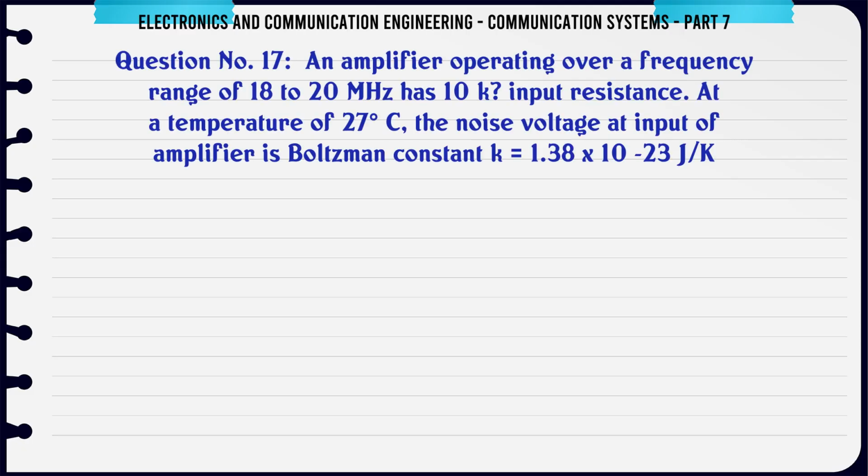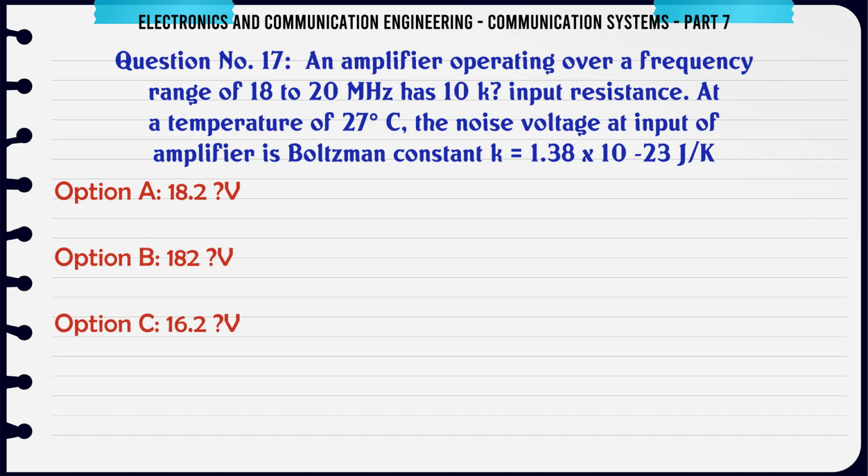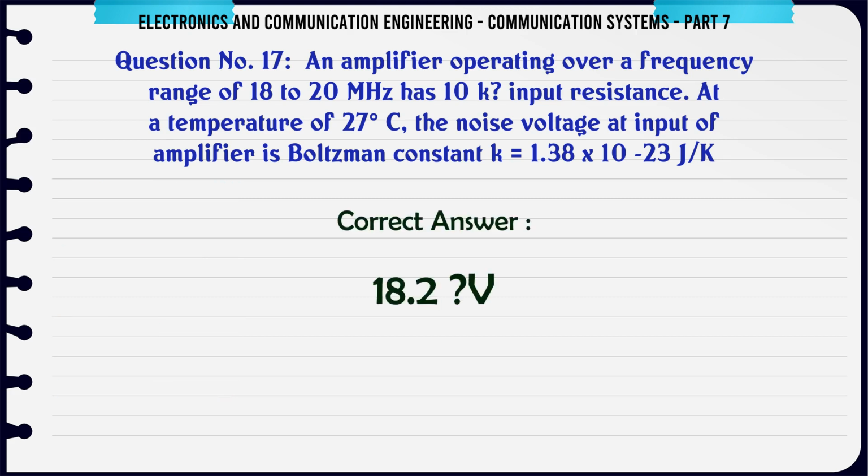An amplifier operating over a frequency range of 18 to 20 MHz has 10K input resistance. At a temperature of 27 C, the noise voltage at input of amplifier is, Boltzmann constant k 1.38 x 10^-23 J/K, A, 18.2 µV, B, 182 µV, C, 16.2 µV, D, 162 µV. The correct answer is 18.2 µV.